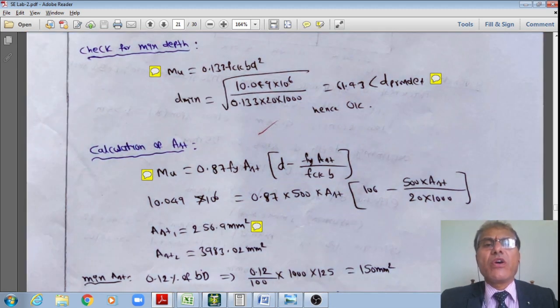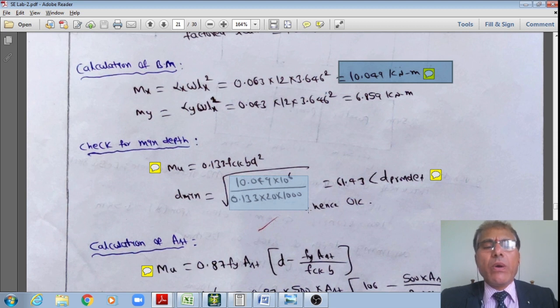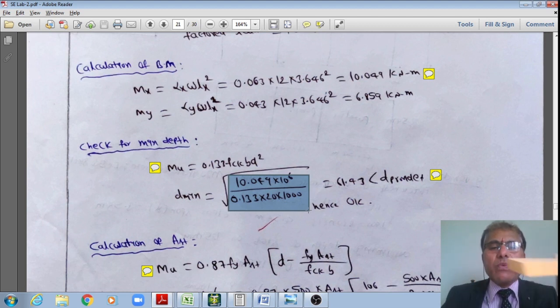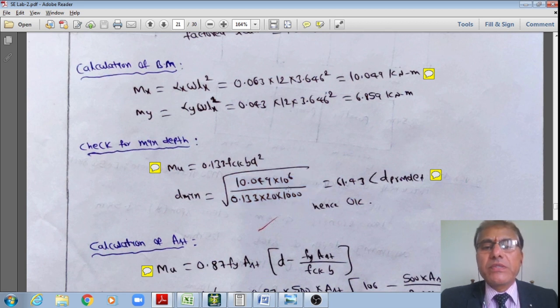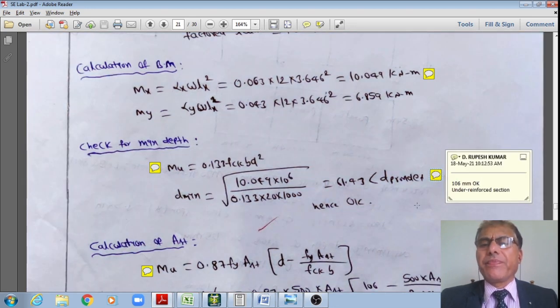Therefore, the depth required is equal to how much? I already know the value of Mu. The Mu in the short span direction is governing the design, which is 10.05 kN-m. That divided by 0.133 multiplied by 20, the fck, multiplied by b. Now, slabs are always designed per 1 unit length. Therefore, b is equal to 1 meter or 1000 mm. Please make note of this, student. Now it works out that the depth required is equal to 60.43 mm. However, the depth provided is already 106 mm.